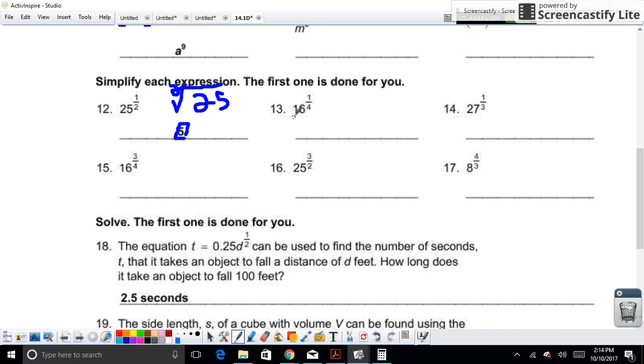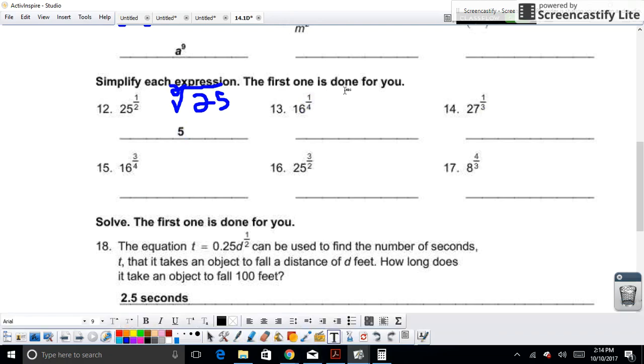You're going to do the same thing for 13 and 14. So put the 1 inside, the 4 outside. And then you figure out the 4th root of 16. What number times itself 4 times gives me 16? Let's see if it's 4, because a lot of you will think that it's 4. So 4 times 4 times 4 times 4. Does that equal 16? Absolutely not.